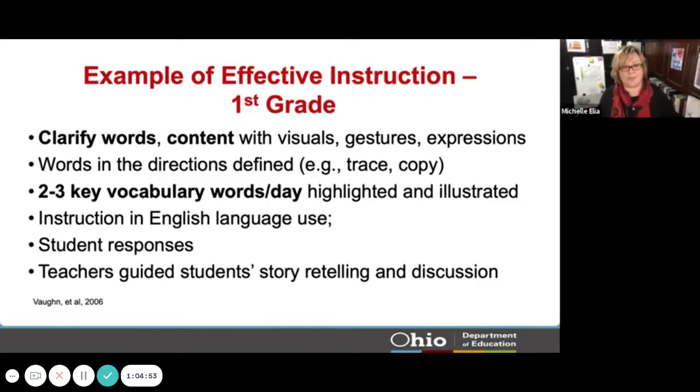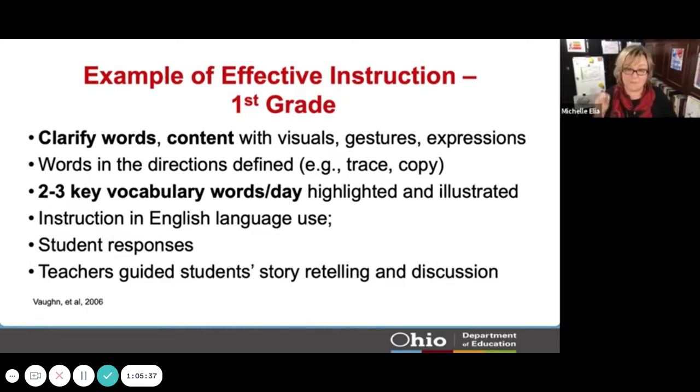Another intervention that came up in a lot of the articles we've been reading was done by Vaughn back in 2006, in first grade. This intervention wasn't designed specifically for English learners, but English learners made significant progress. They had explicit decoding instruction, but as they were reading text, they clarified the words and the content with visuals, gestures, and expressions, not as tools for decoding, but as tools for meaning making. Any of the words and the directions were immediately defined for students, either translated or defined using another term to help them understand what they were supposed to do.